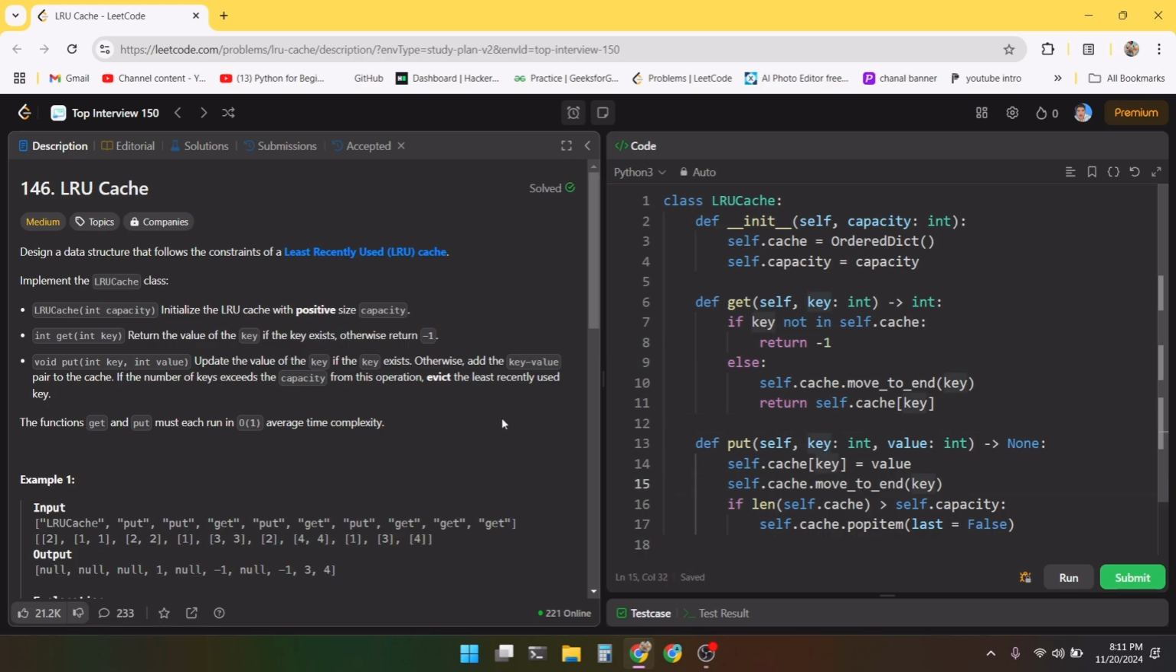So what is LRU cache? LRU, you can see it as a certain type of data structure. You can definitely go to Wikipedia and read about what is LRU cache.